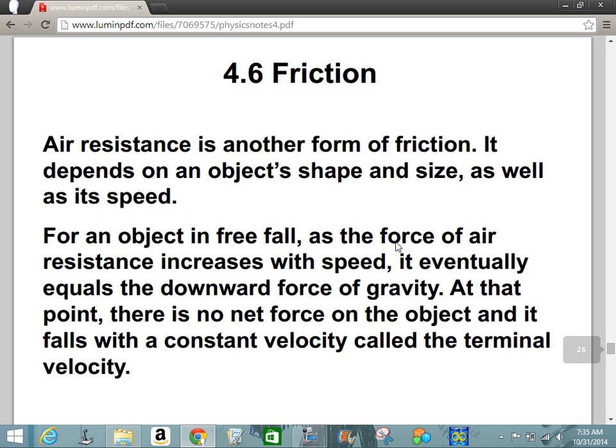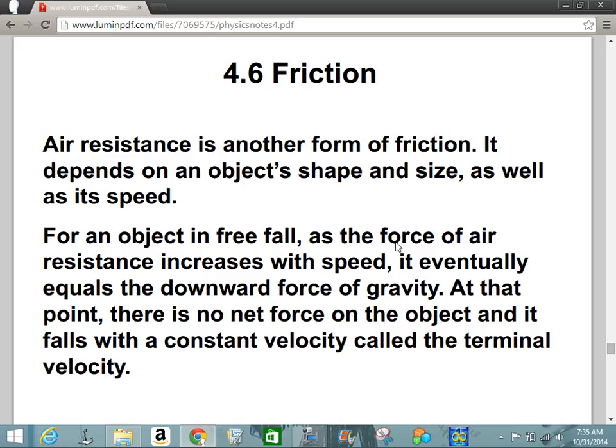Also remember that these equations are for the magnitude of the frictional force, which is always perpendicular to the normal force. Air resistance is a form of friction, and it depends on the object's shape and size as well as its speed, but basically the object is traveling through air molecules. The air molecules push against the object and slow it down.